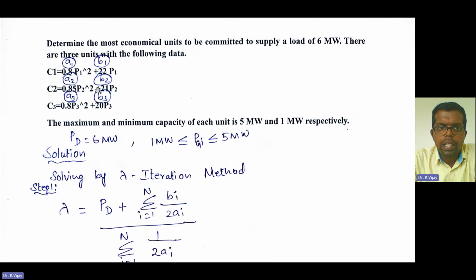So here 3 cost functions are given. Load, that is total load demand, is given, that is 6 megawatt. Minimum and maximum operating limits are also given. So PD is equal to 6 megawatt and minimum and maximum generating unit is 1 megawatt up to 5 megawatt. So very simple. You can solve this problem within 5 minutes, by using the lambda iteration method.